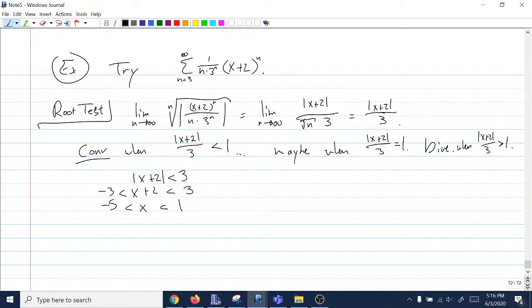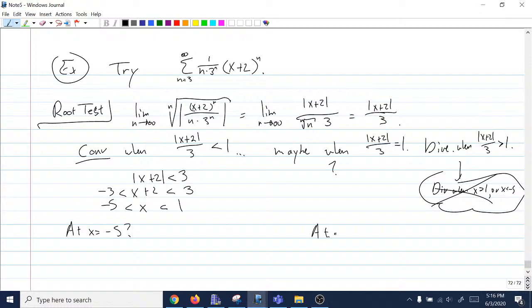I still don't know the brackets and parentheses. This is going to deal with what happens when x is negative 5 and what happens when x is 1. This tells me it diverges when x is bigger than 1, or when x is less than negative 5. You don't really talk about the ends. The question they're asking is when does it converge, but it diverges outside this interval. The thing we have left to do is what happens at x equals negative 5, and what happens at x equals 1?